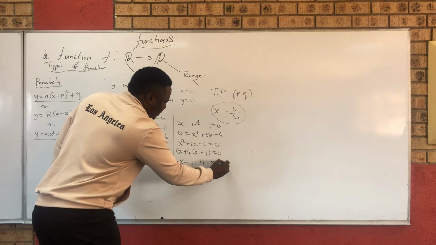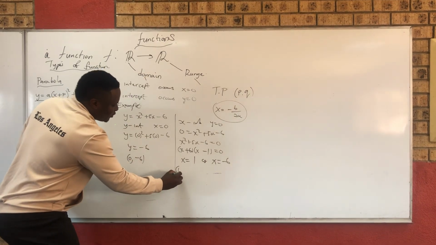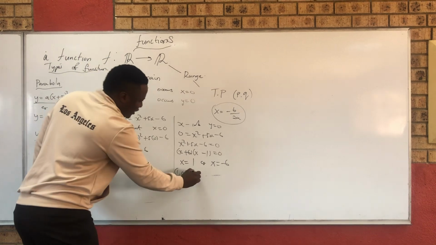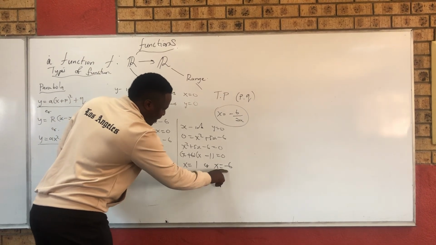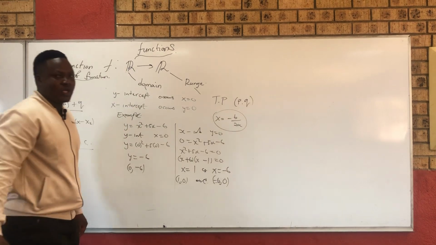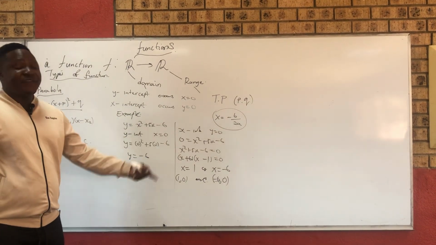x equals minus 6, of which this is going to be (1, 0), because remember we set y to be 0. And also here we're going to have (minus 6, 0). So this is how you find the intercept.